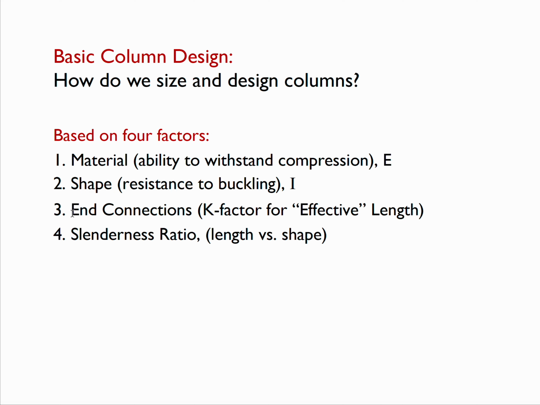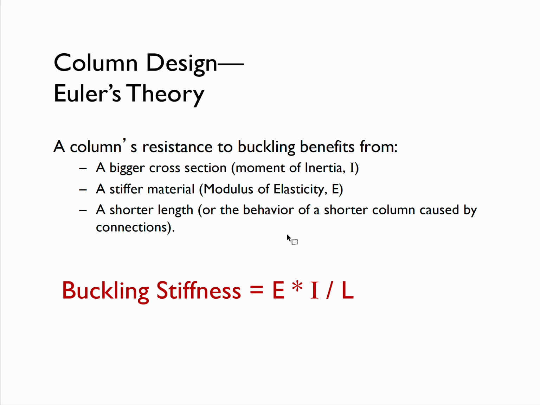The third part is its connections. How is it connected above and below? This, as we'll see, is a K factor, and this K factor starts to change the effective length of the behavior of the column. And finally, something called a slenderness ratio. The slenderness ratio takes into account the length and also the shape of the column itself. So, again, quickly coming back, columns resistant to buckling benefit from a bigger cross-sectional area, I, and a stiffer material. A shorter length helps too, so buckling stiffness could be put in relationship to those factors.